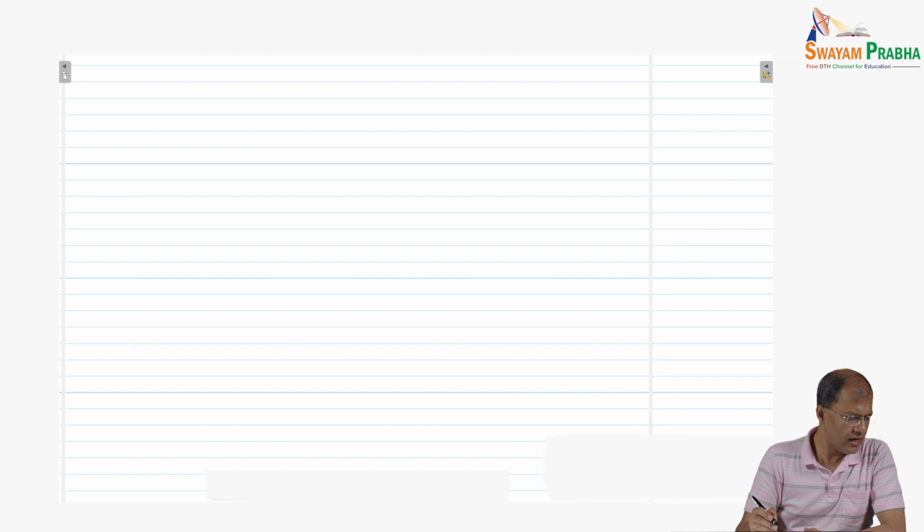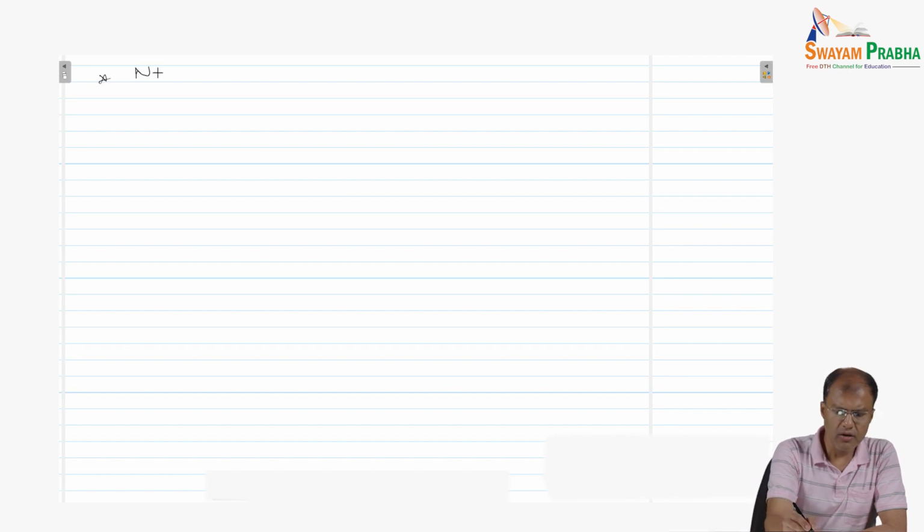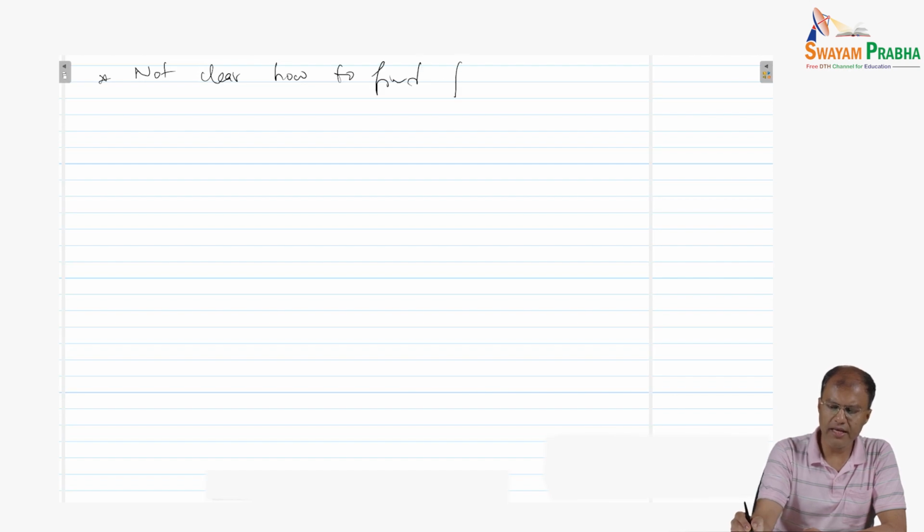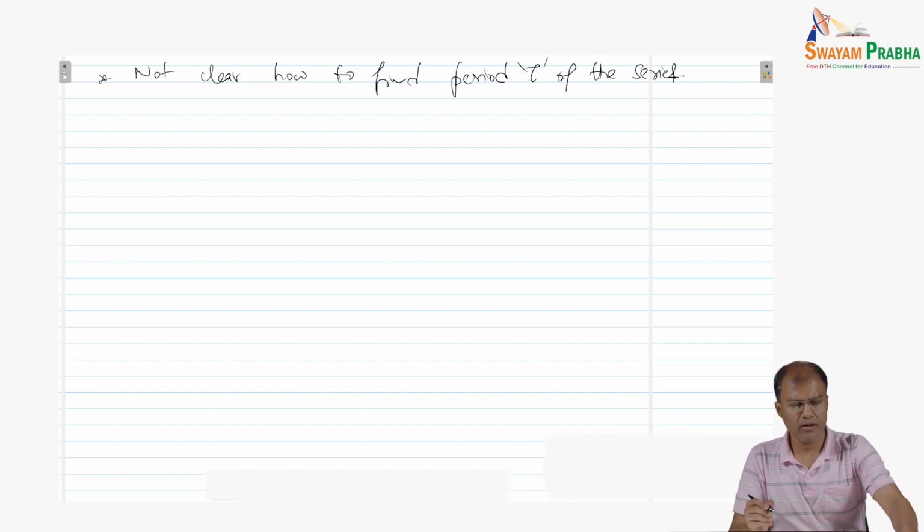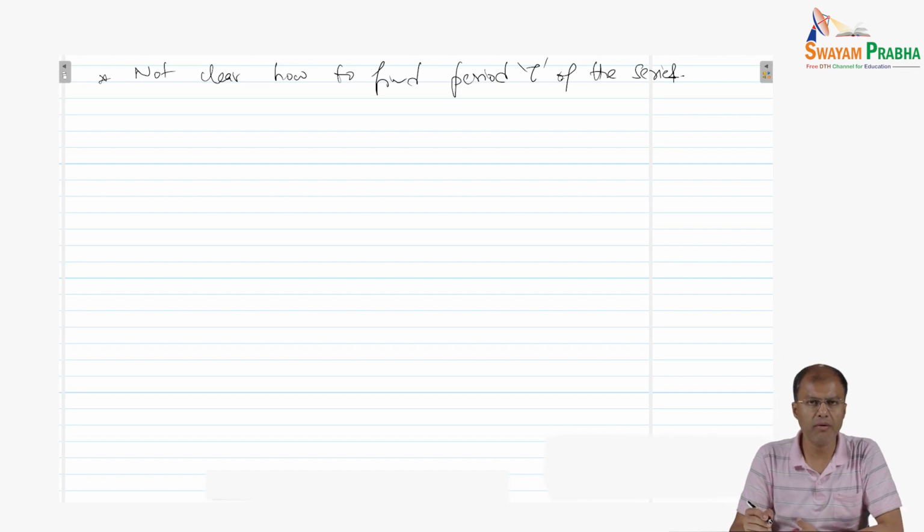It is not clear how to find the period tau of the series, right? I'm just taking the case of a bounded and periodic solution x of t comma epsilon.